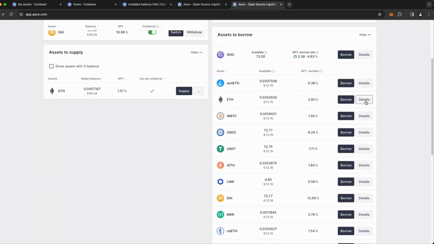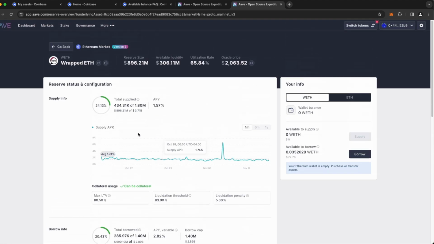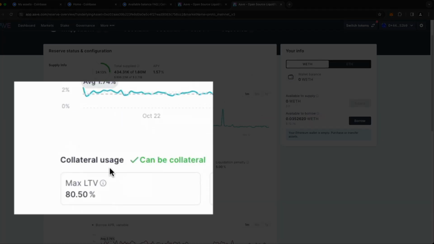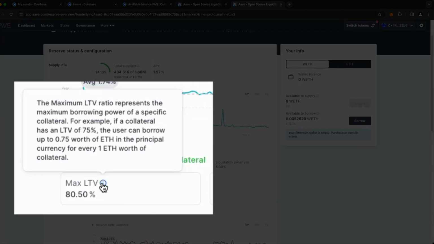So if I go to the details of this ETH here and we take a look, it gives you a lot of information. One of the things that we want to look at is the max LTV. This is the maximum loan to value ratio. It represents the maximum borrowing power of a specific collateral. So for example, if your collateral has an LTV of 75%, in this case it's 80, the user can borrow up to 0.75 worth of ETH in the principal currency for every 1 ETH worth of collateral.